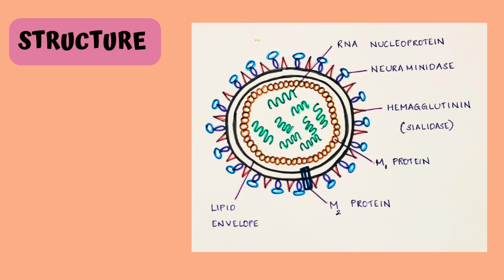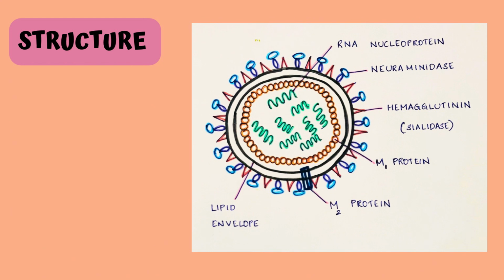Structure of influenza virus. The outer layer of the virus, that is the lipid envelope, is derived from the host cell membrane during the process of viral replication. It contains viral glycoproteins, hemagglutinin and neuraminidase. Hemagglutinin is a surface protein responsible for viral attachment and entry into host cells. Neuraminidase is another surface protein which plays a crucial role in the release of newly formed virus particles from infected cells.